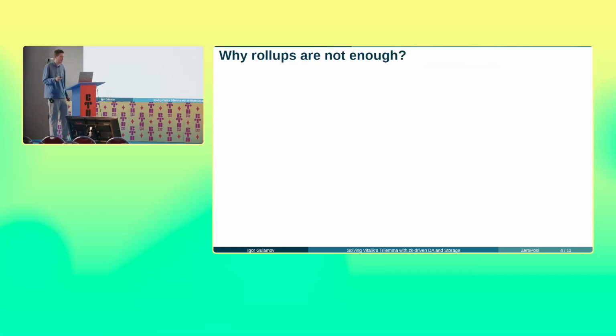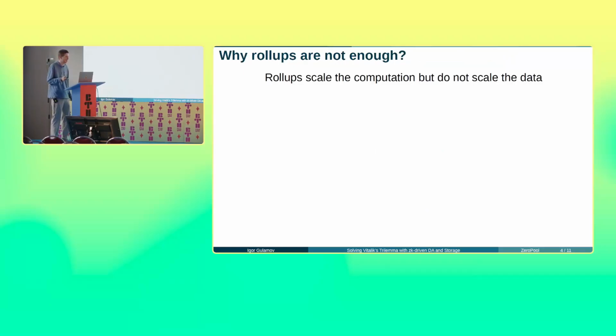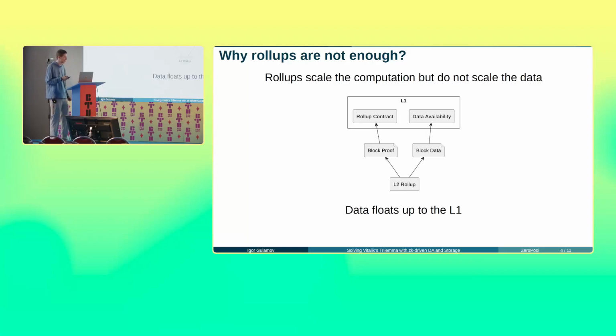Why are rollups not enough for solving Vitalik's trilemma? Because rollups don't scale the data. So here is how a rollup works. We have L2 with state transition proofs. But also we have the data, and we should publish the data in a high-soundness way, because all users need this data to make transactions. Users cannot make transactions for a rollup if they have no data.